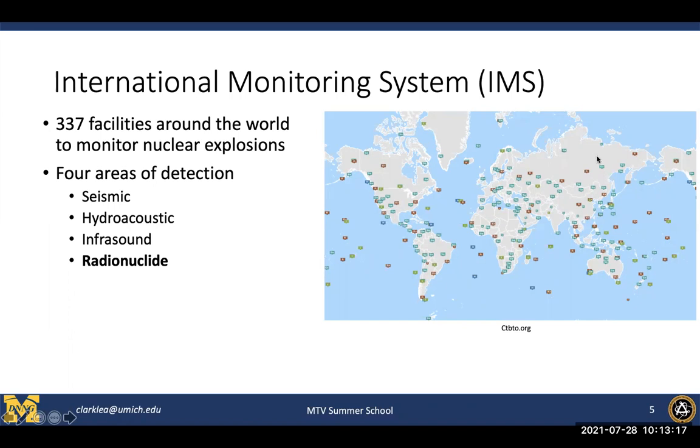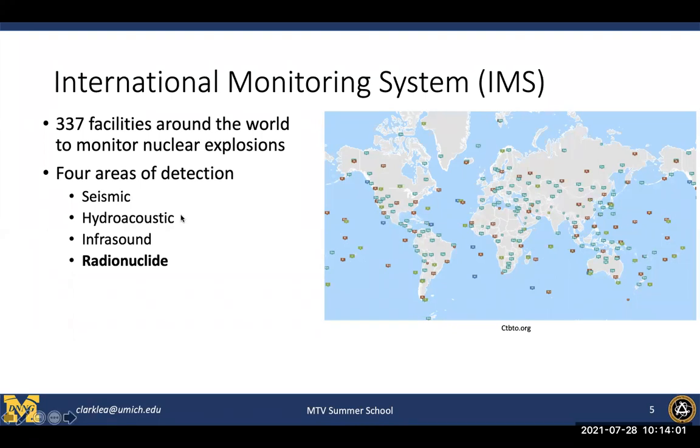So here's a map of all of the different types of monitoring systems and laboratories set up around the world for the IMS. And I think about 90% of the facilities have been constructed and are in use. We're not exactly at the 337 yet, but we're getting very close. The IMS also uses 4 areas of detection. So we have seismic detection, and this monitors shock waves, the majority of which come from earthquakes, but if there are explosions done by humans, whether from a mine explosion, for example, or nuclear tests, the IMS would be able to detect these shock waves.